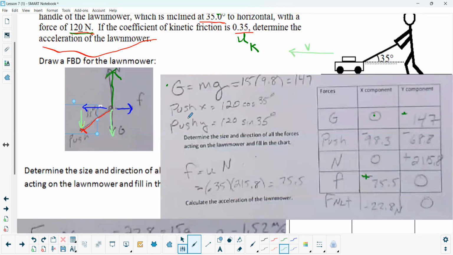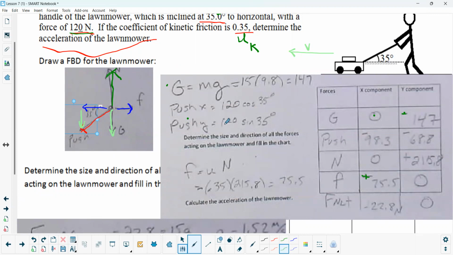We're going to calculate the components of the pushing force. So the arrow going to the left is 120. And you would hit 120 cosine of 35 in your calculator. And make sure, again, you're in degree mode. Make sure you're putting in the calculator the right way. And that'll get you 98.3 for that. And it's going left, so that's why it's negative.